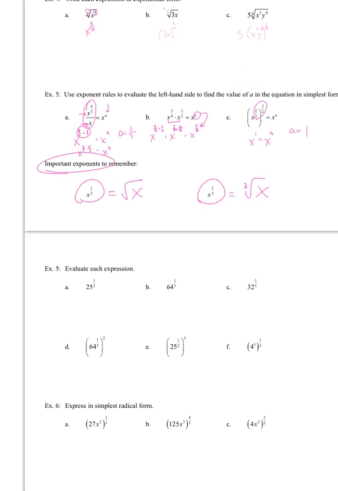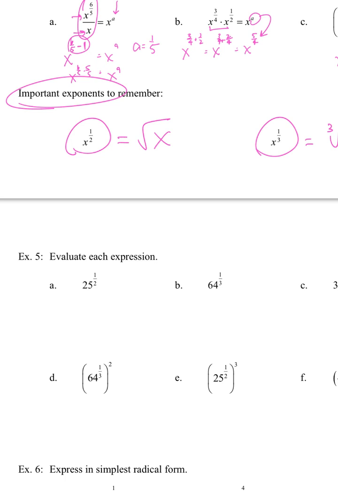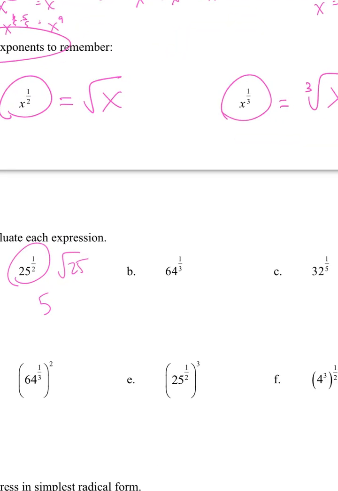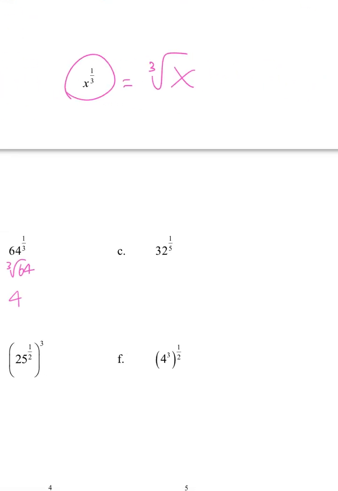Down here, when it says 25 to the 1/2, that's the same thing as asking what's the square root of 25, which is 5. And this is saying, what's the cube root of 64? That's just 4. And this is saying, what's the 5th root of 32? That's just 2.